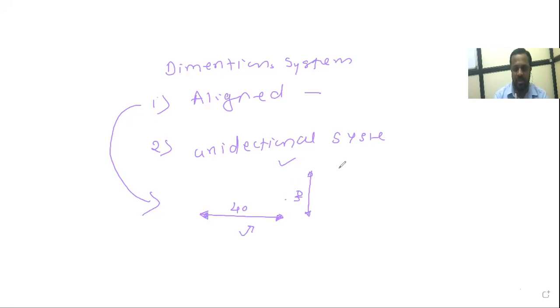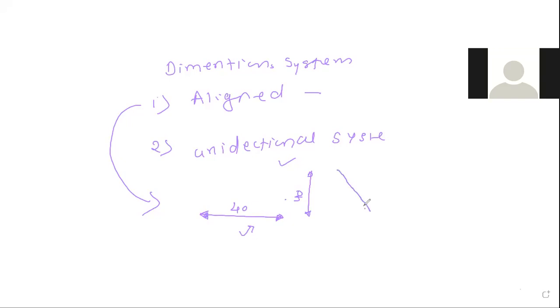And suppose the dimension line is inclined like this. In such a condition, how do we show the dimension number here? Between the lines, like this. Is it correct or wrong? Yes.